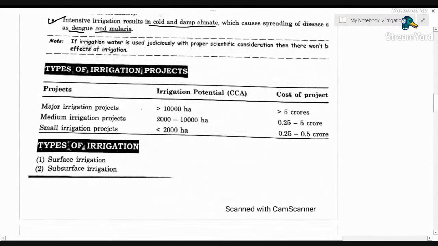Basically, irrigation projects are divided based upon the irrigation potential and the cost of the project. Later on I will explain this; it is called the cultivable command area. So the irrigation project has been classified based upon two factors. The first one is cultivable command area. The second one is the cost of the project.